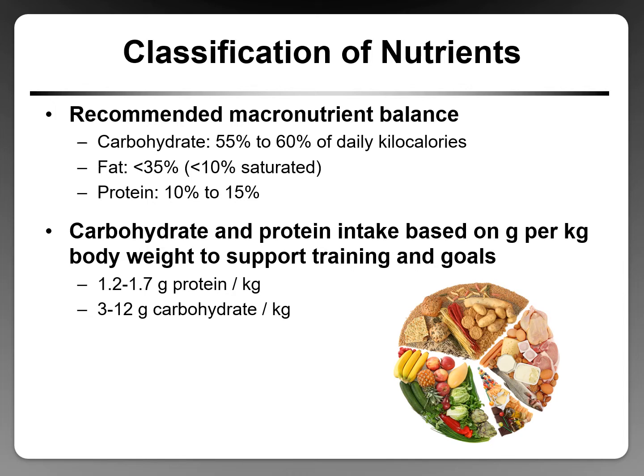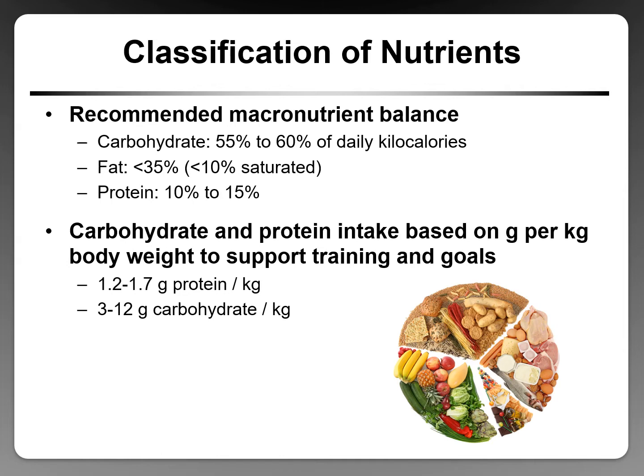Less than 35% of your kilocalories should be coming from fat, and less than 10% of those fat calories should be coming from saturated fats. And then protein should be between 10 and 15% of your total kilocalories. So if you notice, this is different than what a lot of diets call for, such as a low carb diet. You're emphasizing more of the fat and proteins than what the recommendation is.